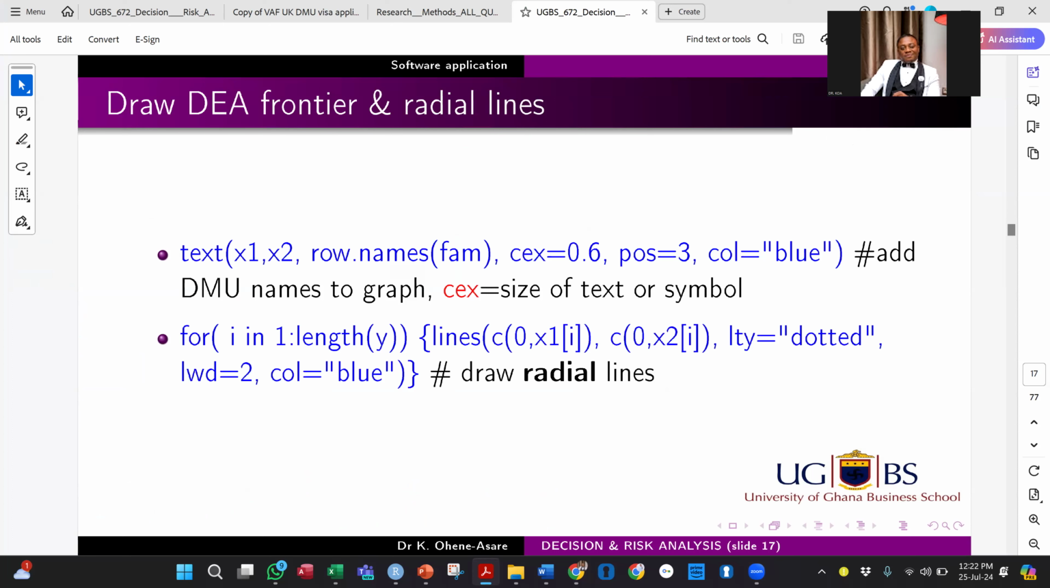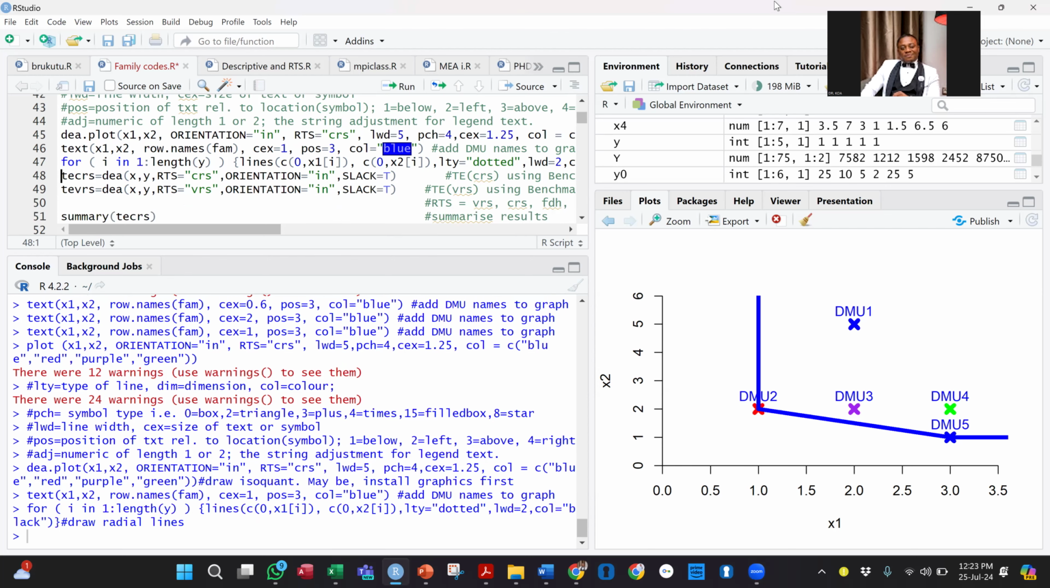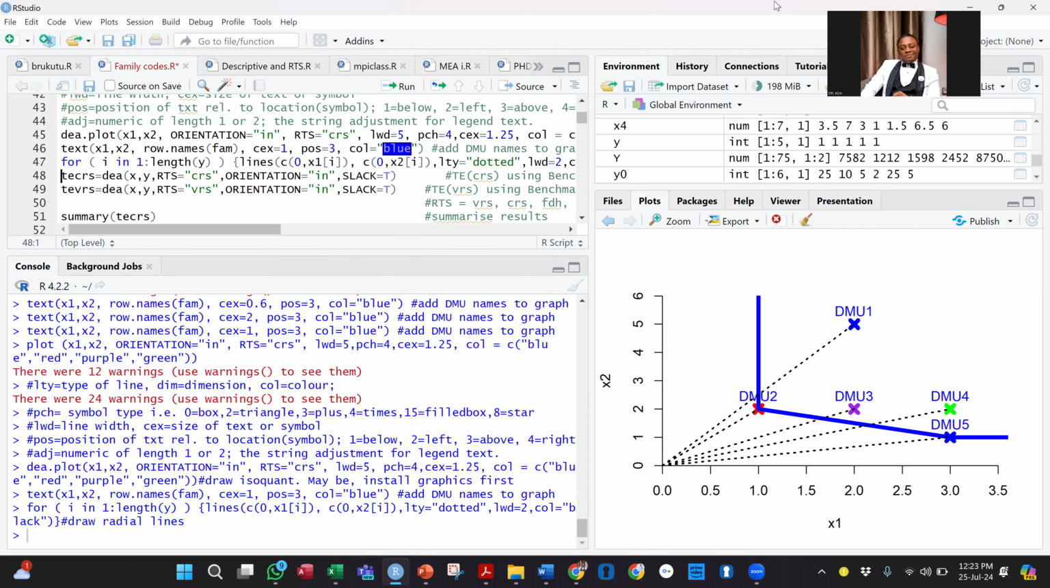So this command, you do the text. The text means that you want the text. Then the for that will draw the radial lines, so do that one too. Draw the radial lines, everything. So I'm going to add the for, and now you can see that I've drawn my radial lines. I made the colors black.